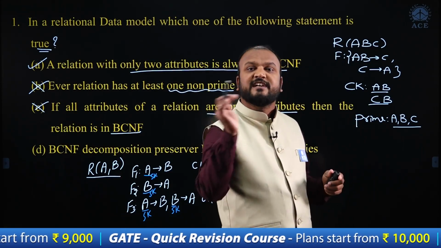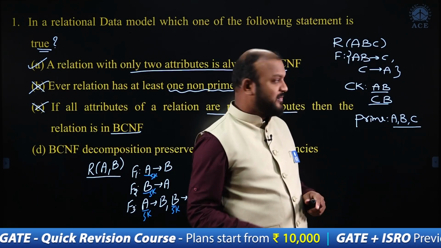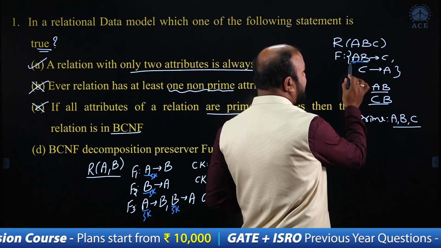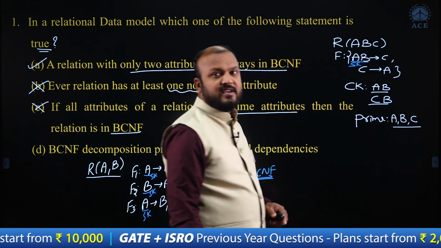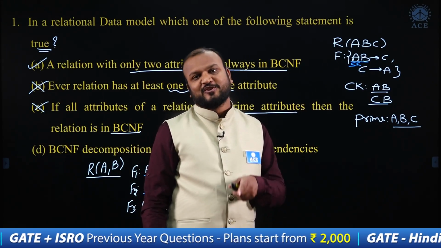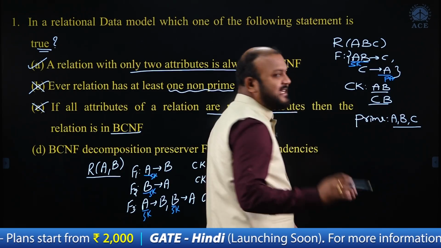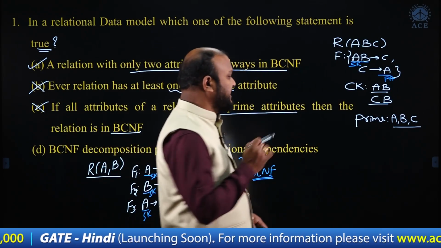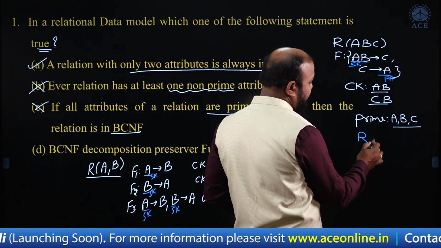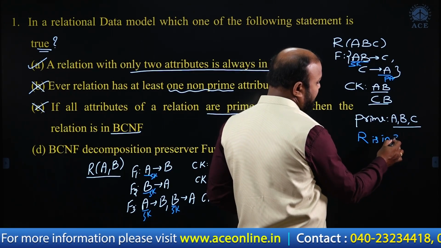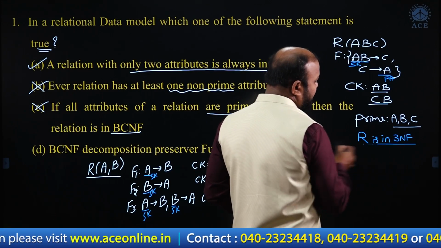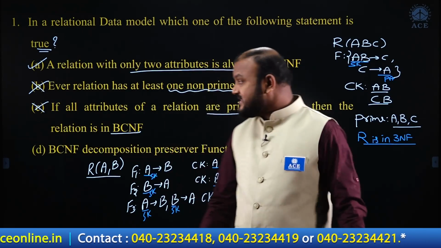What does BCNF require? Left hand side of a dependency should be a super key. In AB to C, AB is a super key, no doubts. In C to A, C is not a super key, but A is a prime attribute, which means it is not satisfying the definition of BCNF, it is satisfying the definition of 3NF, then we can call R is in 3NF, but not BCNF.